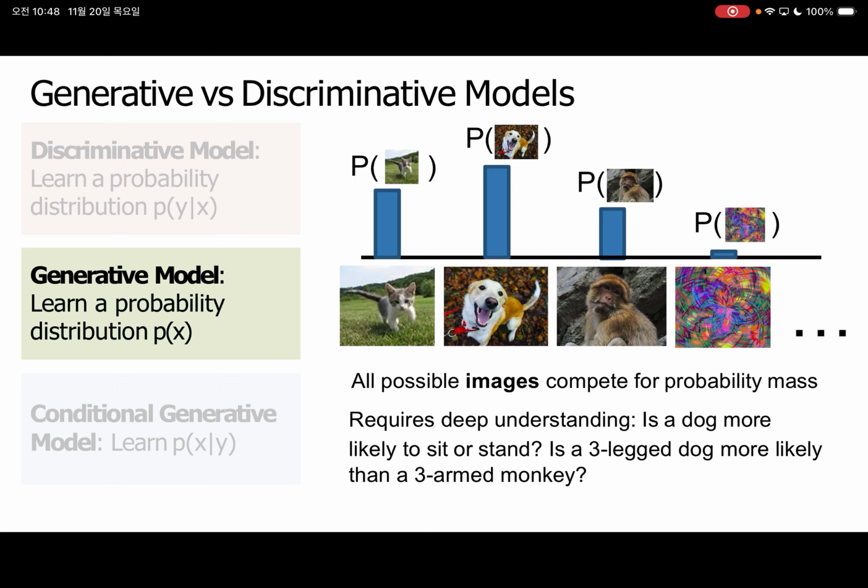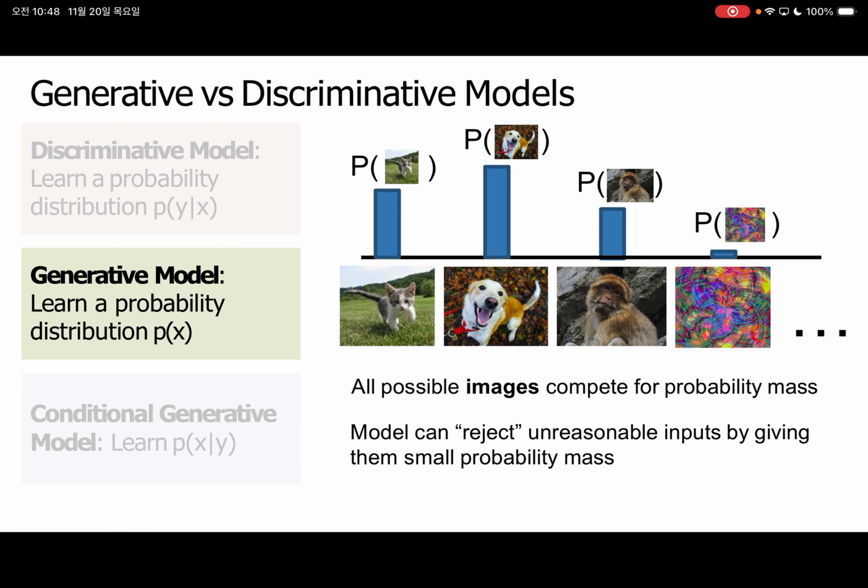And actually, a generative model requires deep understanding. Is a dog more likely to sit or stand? Is a three-legged dog more likely than a three-armed monkey? It's very difficult, actually. Very difficult to properly train generative models. I mean, how can we determine whether a dog is more likely to sit or stand? You need to understand the semantic structure of dog, three-legged dog, three-armed monkey. What is the more likely image in the real-world distribution? Things like this. Many things can happen, right? So properly designing a generative model is very challenging.